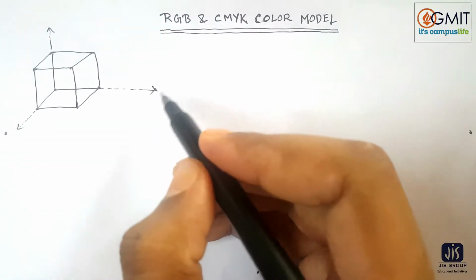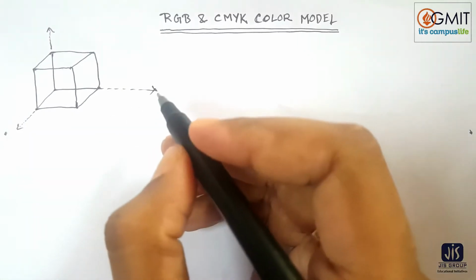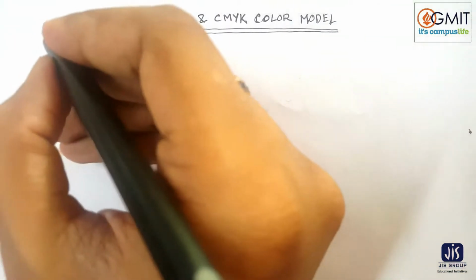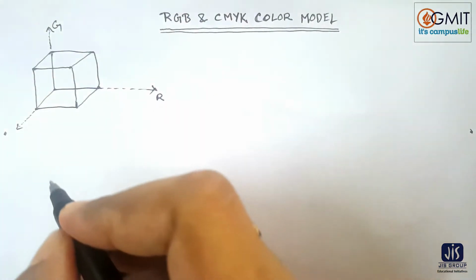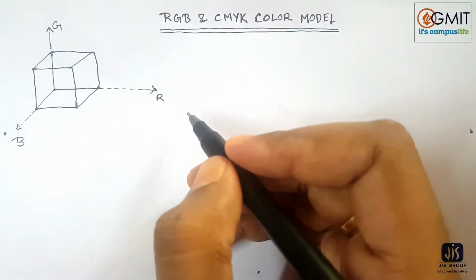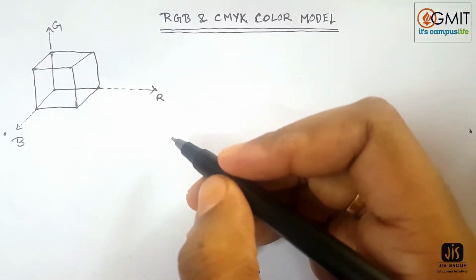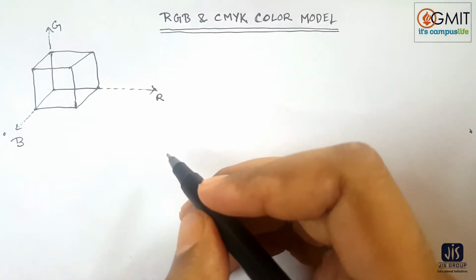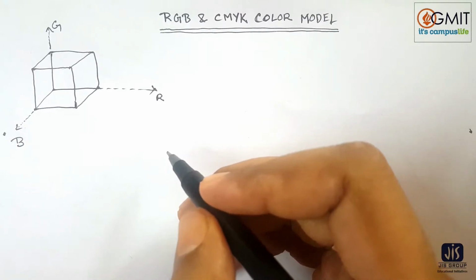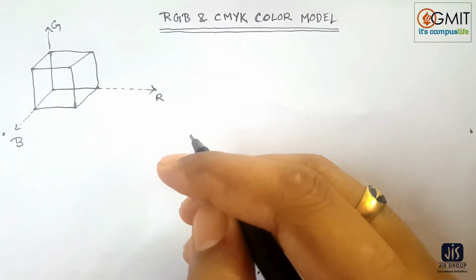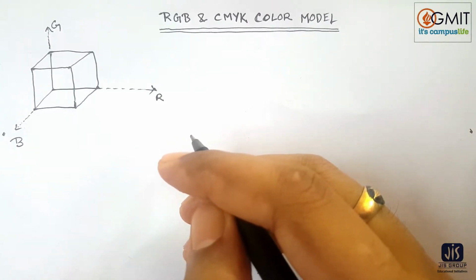suppose along the x-axis, y-axis and z-axis. Along the x-axis we have represented the red color. Along the y-axis this is color green, and along the z-axis this is color blue. So if we want to represent this RGB along x, y and z-axis, then we must say, we know from our previous class that 0 means off, signal off, and 1 means signal on. Please keep in mind that 1 means on and 0 means off.